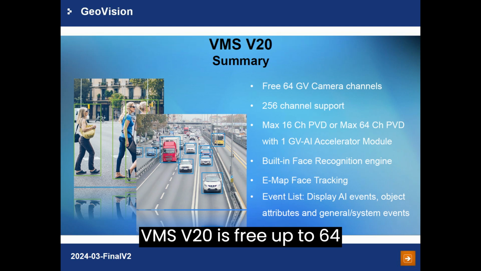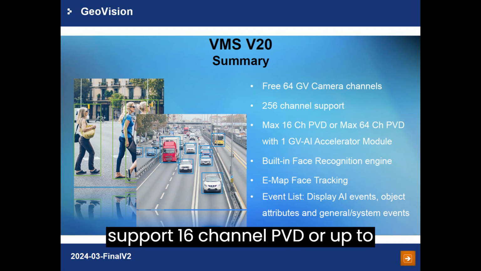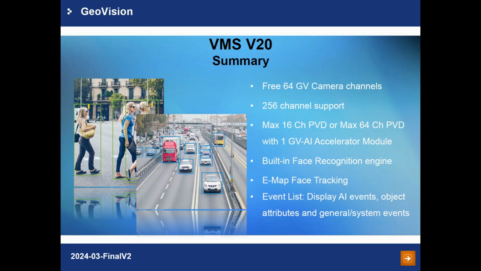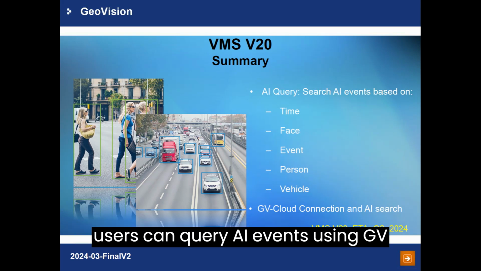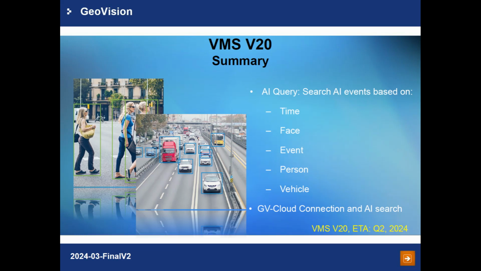VMS V20 is free up to 64 channels when using Geovision cameras, and supports 16-channel PVD or up to 64-channel PVD with 1 GVAI accelerator module. VMS can be connected to GV Cloud so users can query AI events using GV Cloud's AI search function, which we will cover later on.